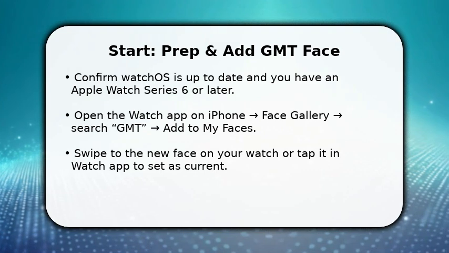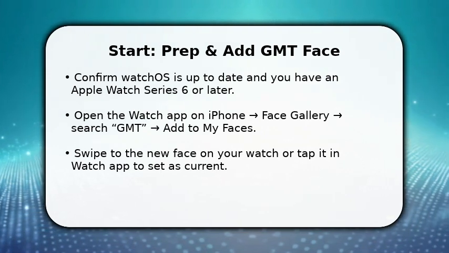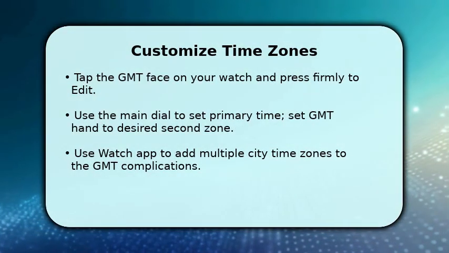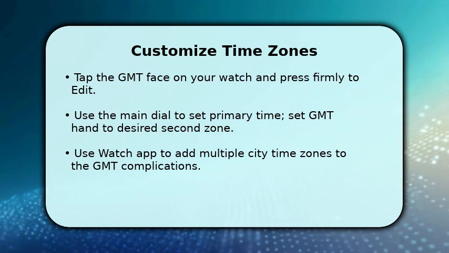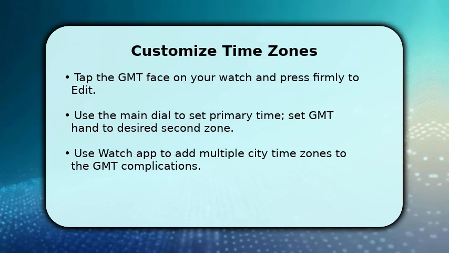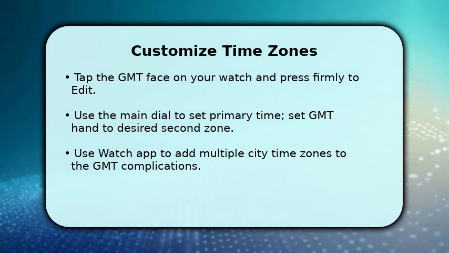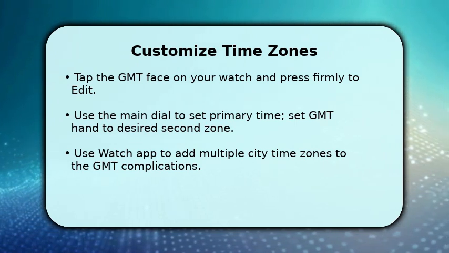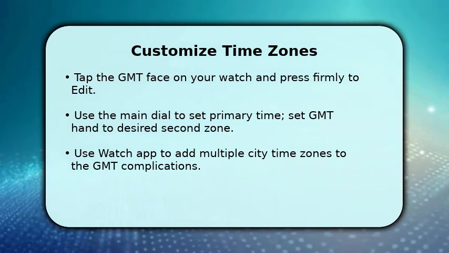Now you customize which zones the GMT hand shows and which complications display city times. Press firmly on the GMT face and choose Edit. Rotate the digital crown to change the dial and the GMT hand position. In the Watch app on iPhone, open the face settings and add or reorder city time zones. These populate the GMT hand choices.